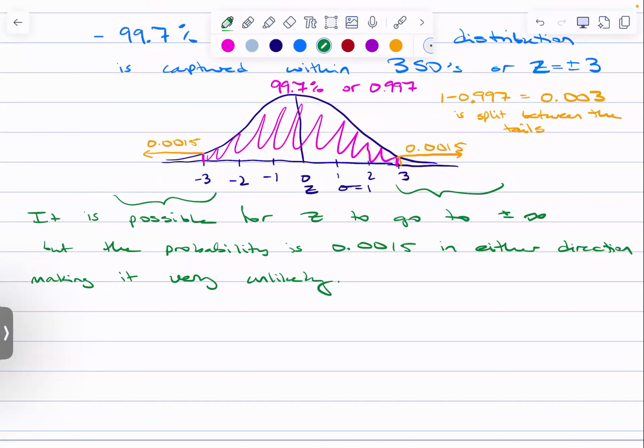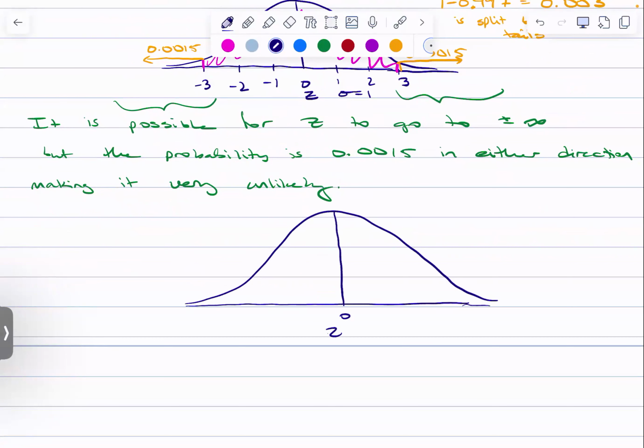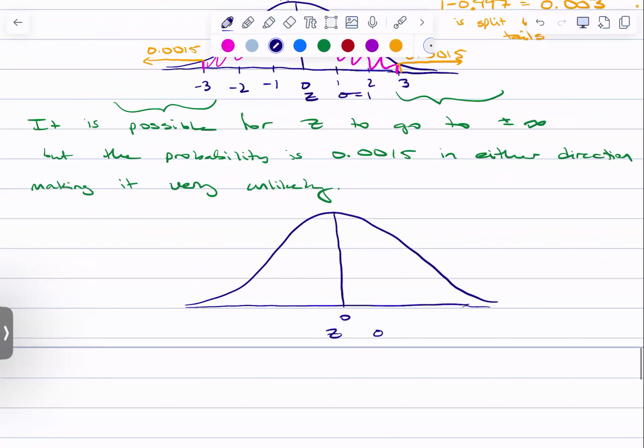Well, I always struggle drawing the 68, 95, 99.7 rule all on the same graph. Okay, but we can put it all together. Centered on 0, Z has a standard deviation of 1, -1, -2, -3, 1, 2, 3.